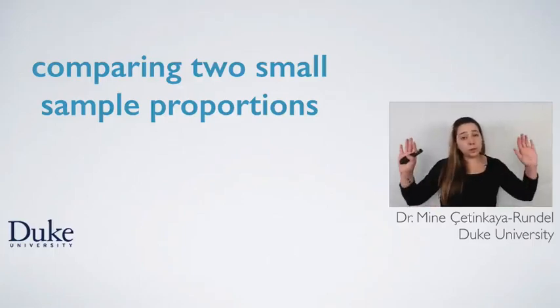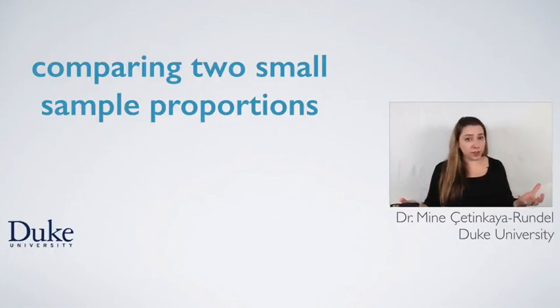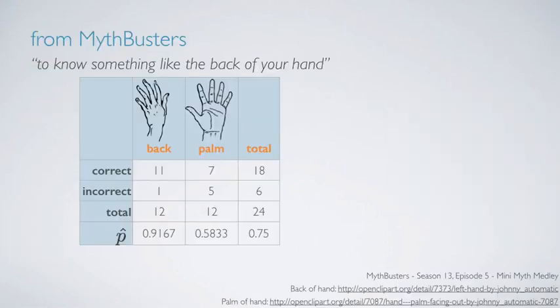Next, we compare two proportions coming from two groups. However, in this case, the groups are small samples, so our success-failure condition is not met. In the earlier video, we introduced the experiment from Mythbusters where they were testing the validity of the saying that you know something like the back of your hand.